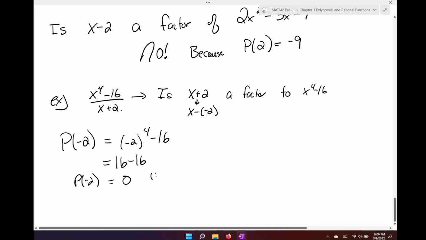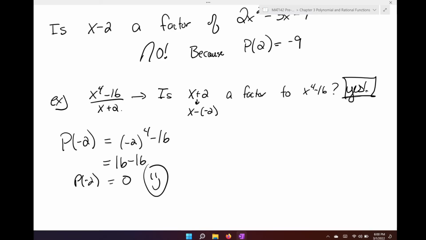So I'm very happy because I can answer the question, is x plus 2 a factor of x to the 4th minus 16? The answer is absolutely it is. Why? Because when we take negative 2 and evaluate it in the polynomial, we get an output of 0.